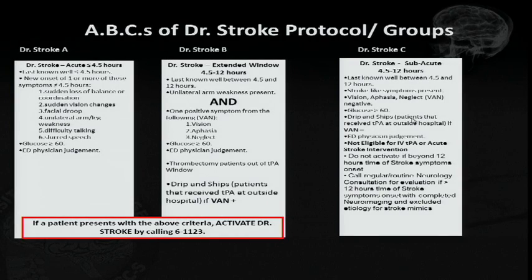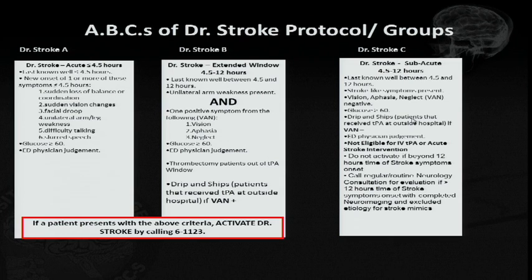So this is our stroke protocols. For those who are not familiar with those, we divided our stroke patients into 3 different groups. The Dr. Stroke A is that group that is eligible for TPA administration. So it's every single patient that has a last known well less than 4.5 hours, regardless of the severity of the stroke. Our Stroke Bs are those patients that we know are beyond the 4.5 hours.